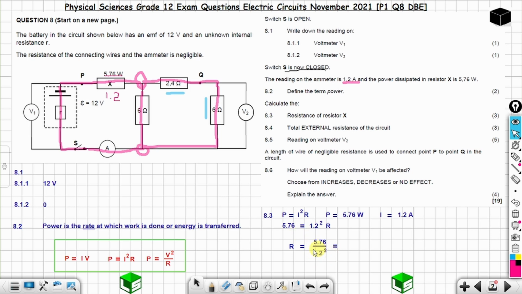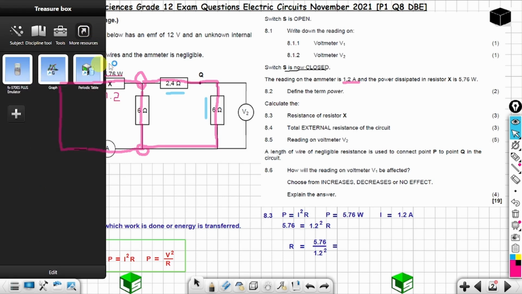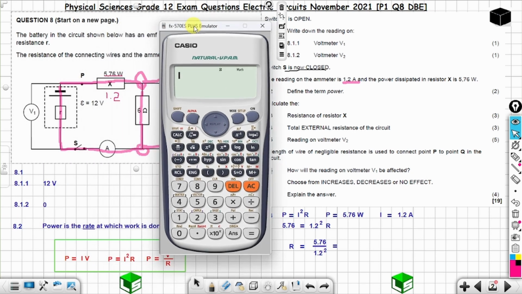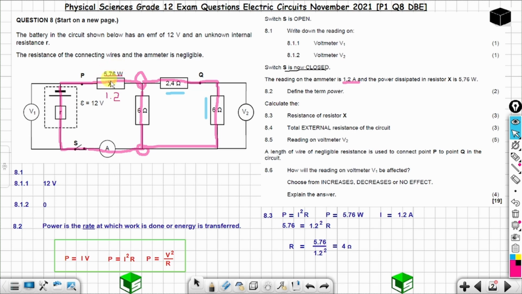Okay. This is equal to, you have 4 ohms. So this is a 4 ohms resistor. So this is how you can solve question 8.3. Let's move on.